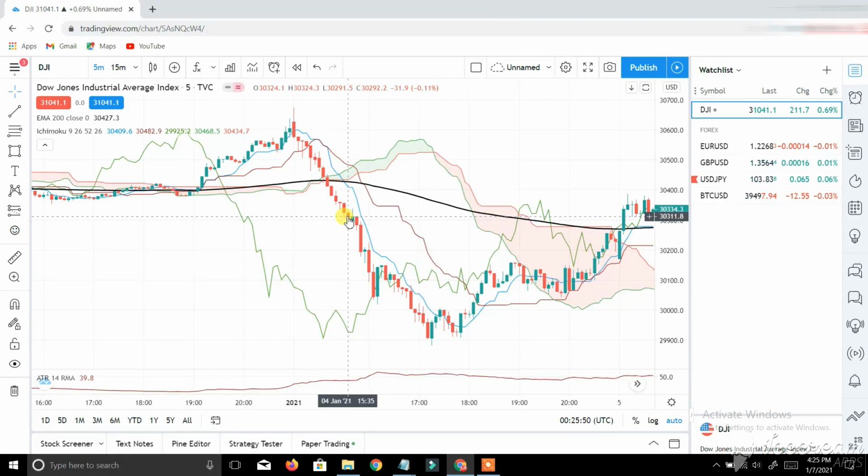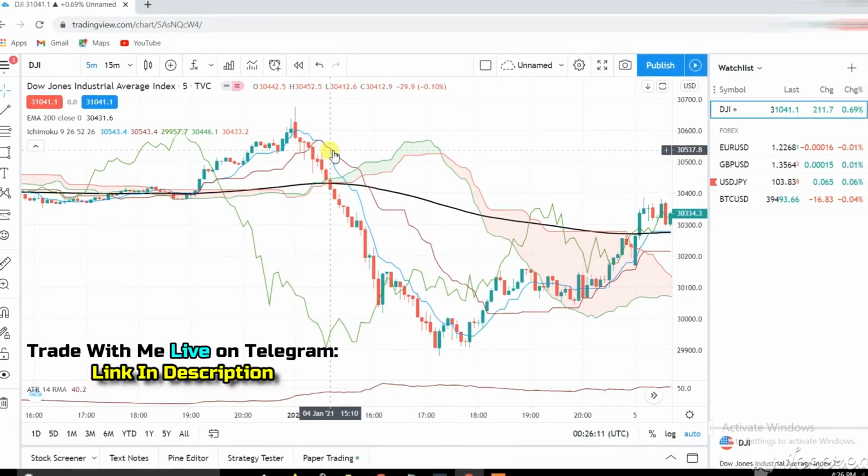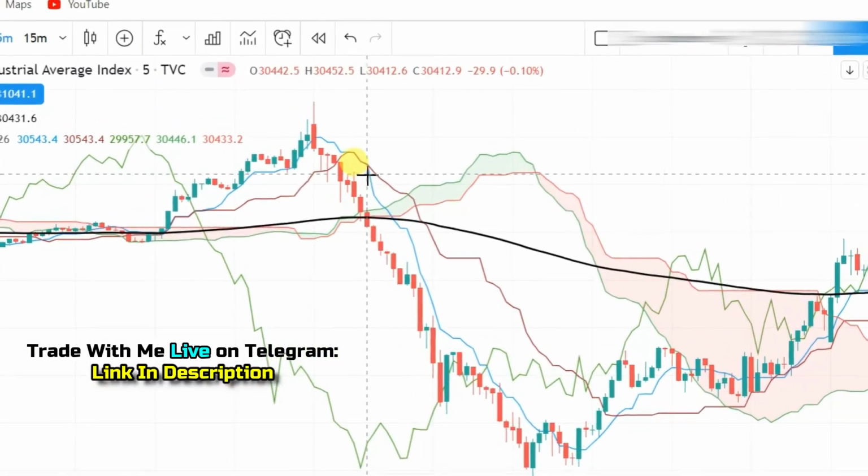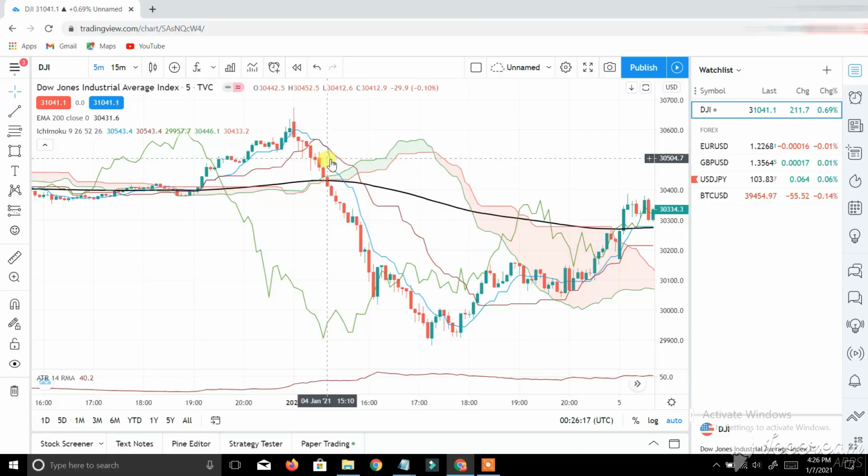I don't know, but the Ichimoku Cloud, guys, I'm just looking for a cross on the conversion line and the baseline. So when I see a cross at this point, you can clearly see a cross. Guys, look at my mouse. This is the cross on the conversion line and the baseline. And I will not just jump into a trade because I see a cross on the Ichimoku Cloud conversion line and the baseline.